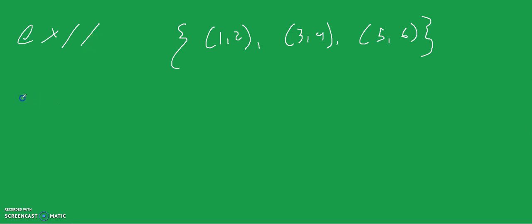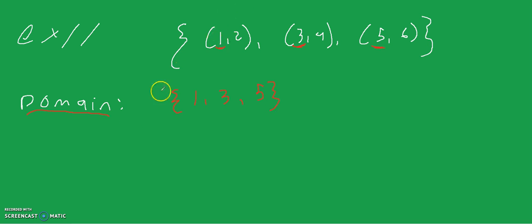And let's identify the domain. Now the definition of the domain, remember we marked it in red, was all of the first components. So now we go to each ordered pair and we mark down the first components. So I can see that my domain, as a set, I express it as the set {1, 3, 5}.